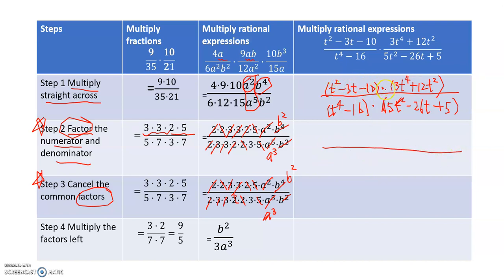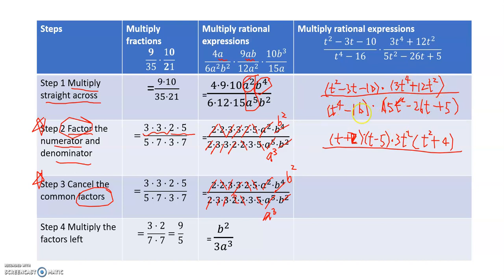T squared minus 3t minus 10, it's a trinomial, so we can factor it. So I'm going to skip the factoring process, which is the box method that we learned before. So I can factor it as t plus 2 times t minus 5. And the second factor, I can factor out a GCF, 3t squared, and divide each of them by 3t squared. And that gives us t squared plus 4.